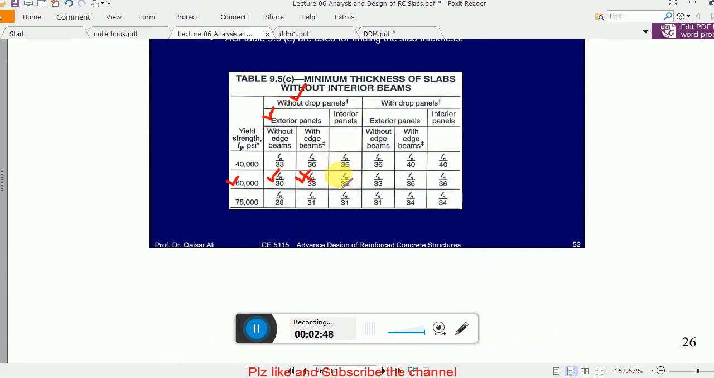For interior panels you have to use ln by 33, so you can use this coefficient as well as this coefficient. You have to select the larger thickness. Okay, so ln by 30 will give you a larger value, so that's why I skip this and use that one. You have to check for both, remember, and you have to determine your ln.